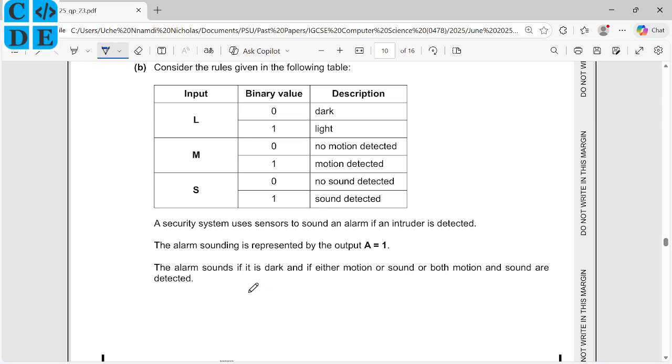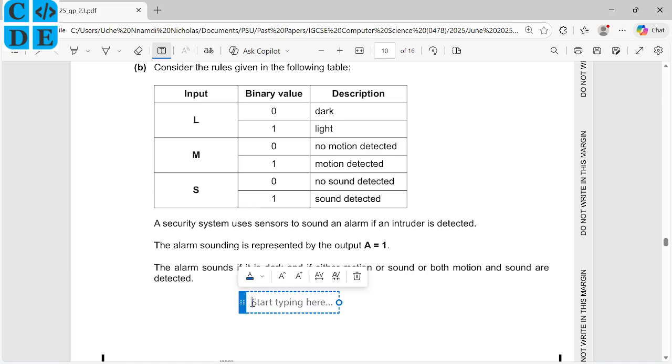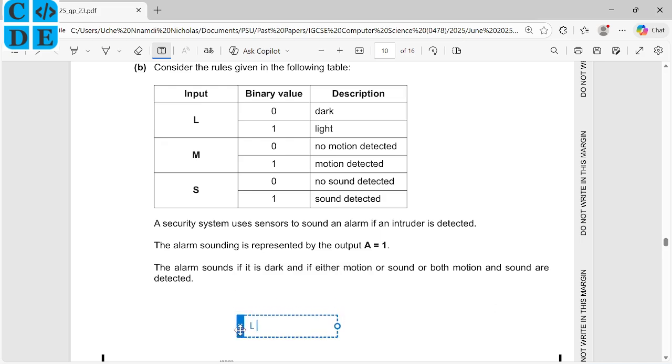So what I'm going to do is this. Remember that the result has to give you a 1. Bear that at the back of your mind. So the alarm sounds if it is dark. That means for it to be dark, we're dealing with L, right? That is for dark or not dark. Okay, let's just write it that way. I will explain further. Let me take this down a bit. Okay. And so an AND gate needs to be there.